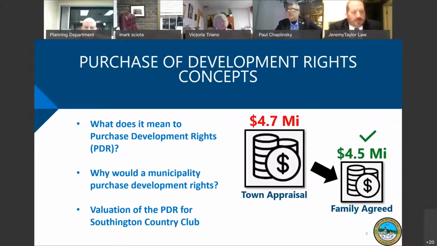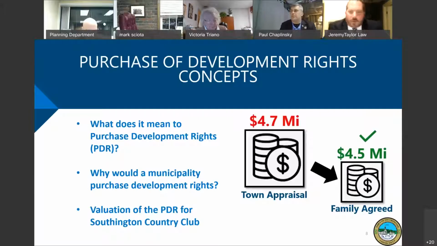When a town purchases development rights, the town obtains a grant of restriction and development rights, which permanently restricts the development on the land. However, the landowner does remain owner of the land and may use it or resell it for whatever restricted use is on the grant.